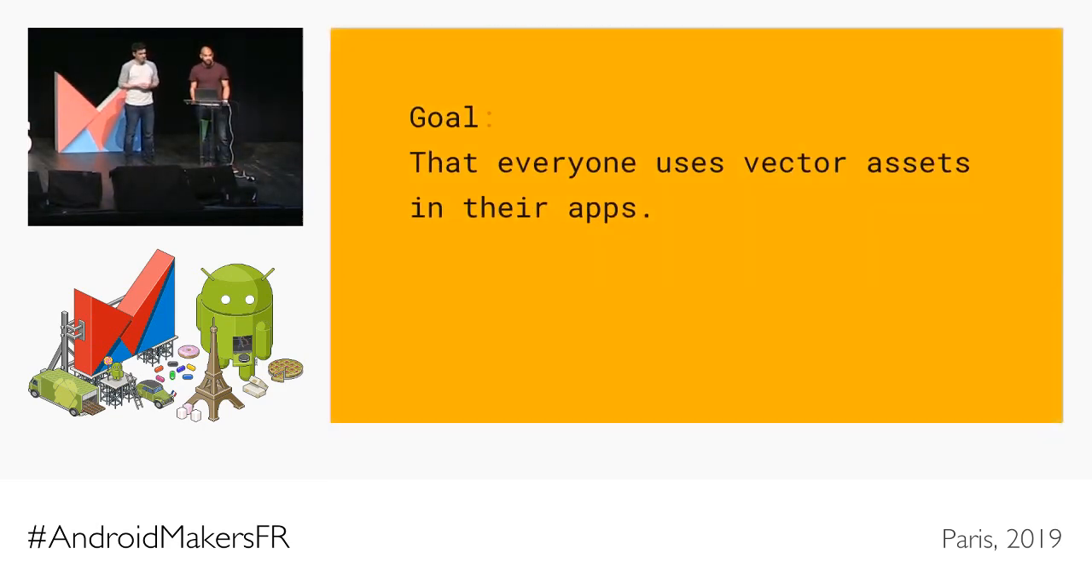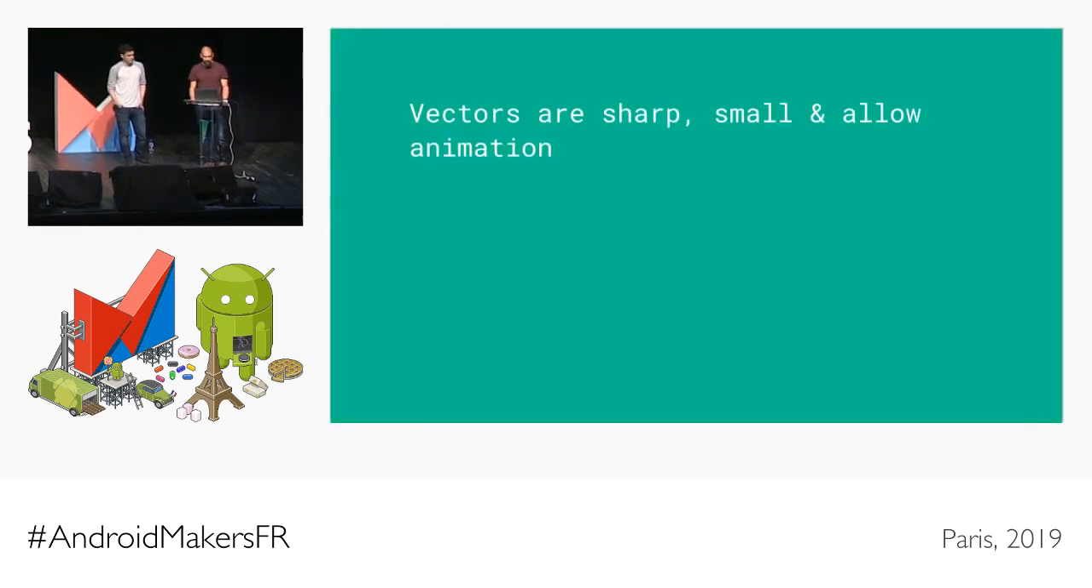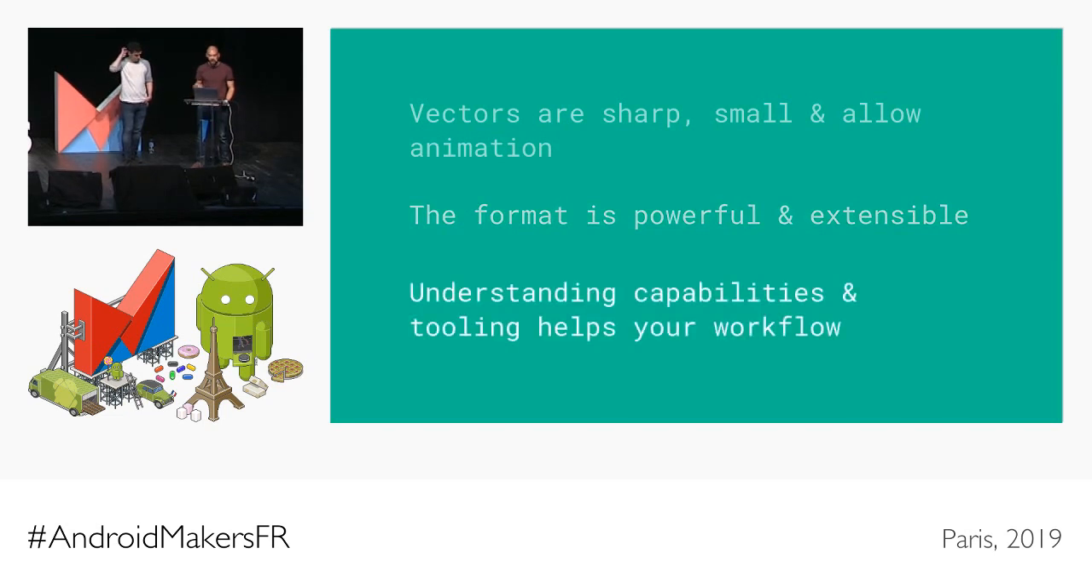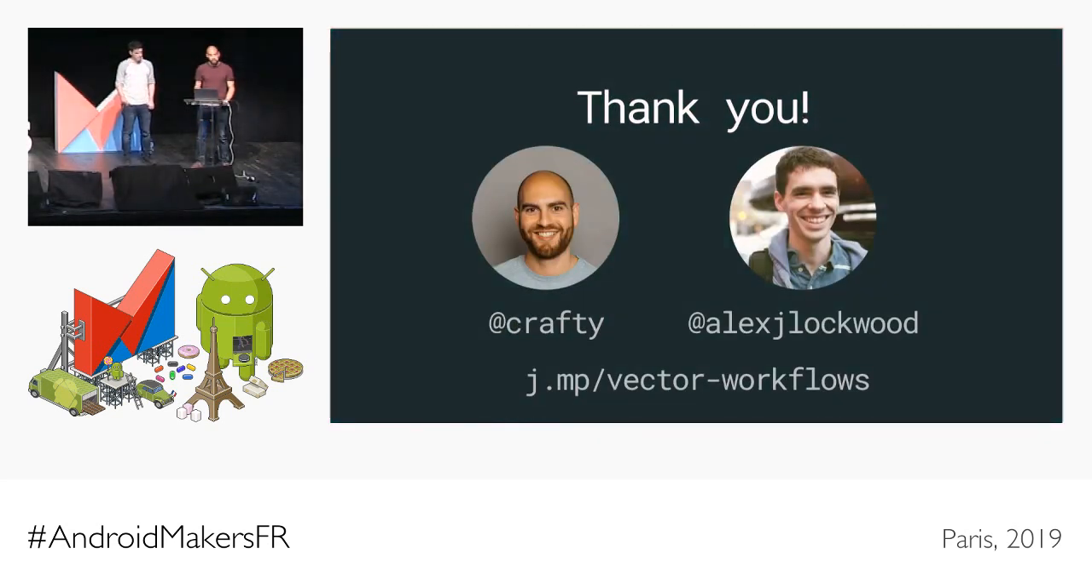So our goal today was that you all understand what we know about vectors, and as such, you go forth and use them in your applications. Hopefully, we've convinced you that vectors are sharp, small, and support things like animation, tinting, and color state lists, and all this good stuff. You've seen that the format is pretty powerful, and you understand a bit more about it. So now that you know its capabilities and some of the tooling that can help you, hopefully you can find a way to work it into your workflow with your designers and use vector assets pretty much everywhere. Thanks very much.